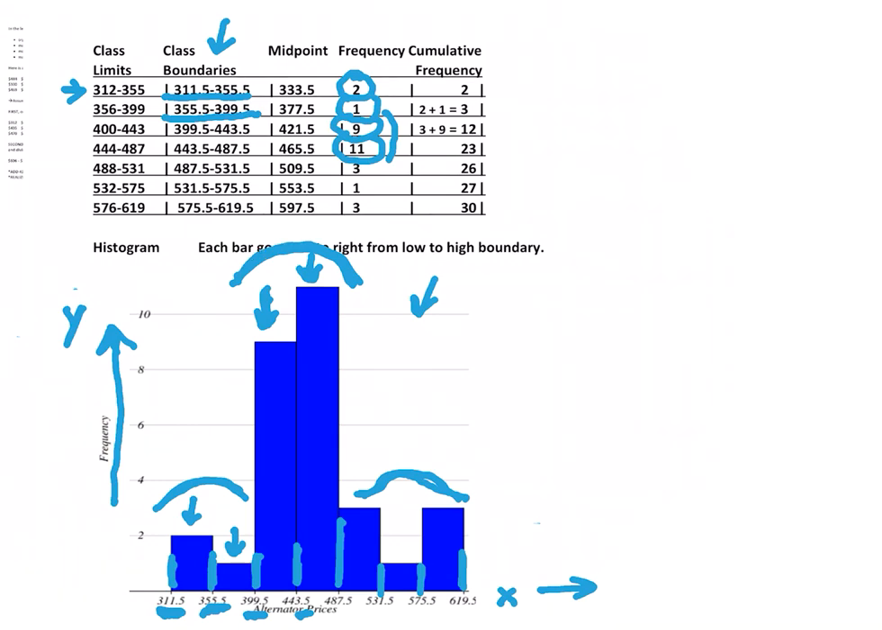Hopefully this has helped you in creating a histogram. In the next videos for day 2, you're going to see how to create a frequency polygon and an ogive.